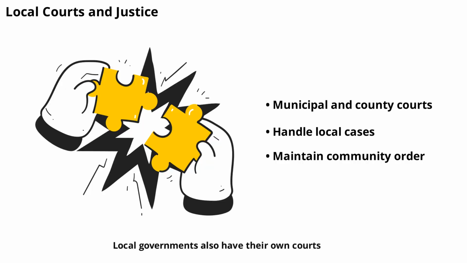Local governments also have their own courts, such as municipal or county courts. These courts handle cases involving local ordinances, minor criminal offenses, and civil disputes. Local judges ensure that laws are applied fairly and help maintain order within the community. This judicial system is essential for upholding justice at the grassroots level.